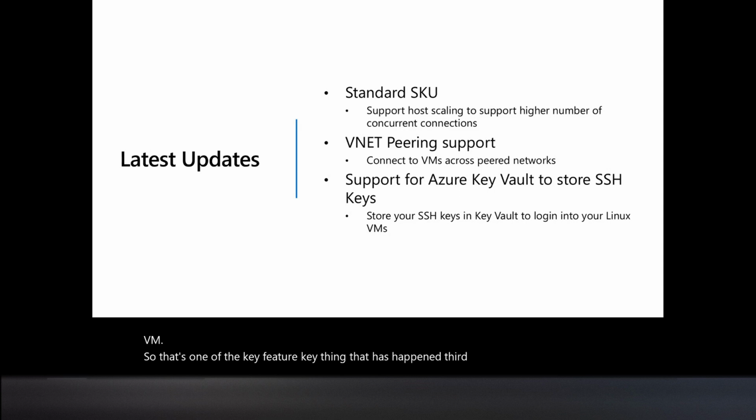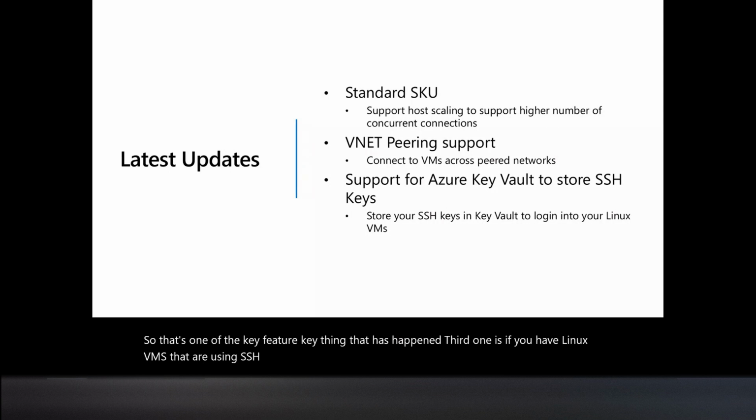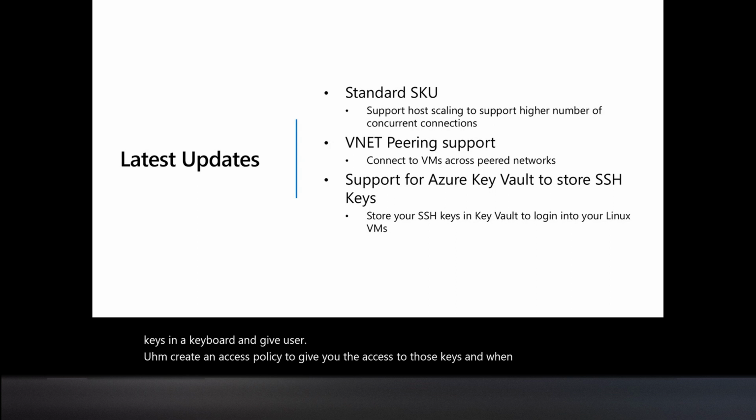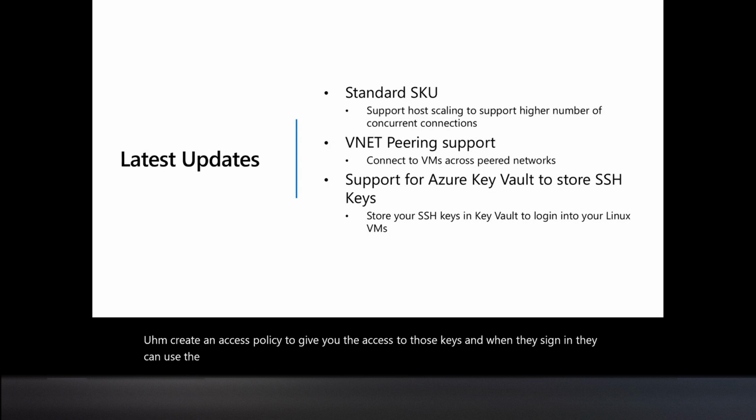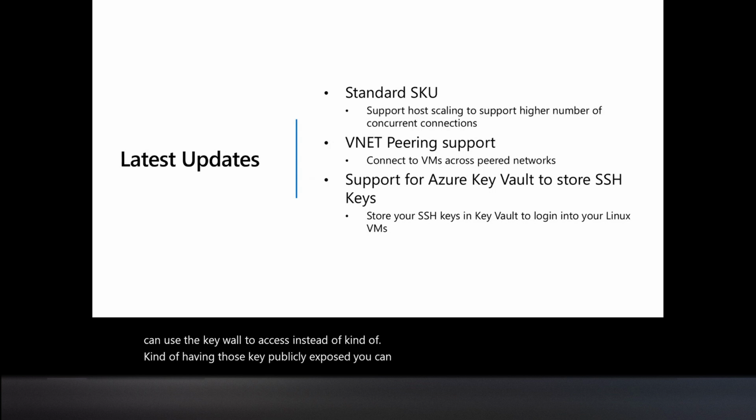Third one is if you have Linux VMs that are using SSH keys. You can put those SSH keys in a key vault and create an access policy to give users access to those keys. When they sign in, they can use the key vault to access. So instead of having those keys publicly exposed, you can store them in key vault and it can use the keys from the key vault.